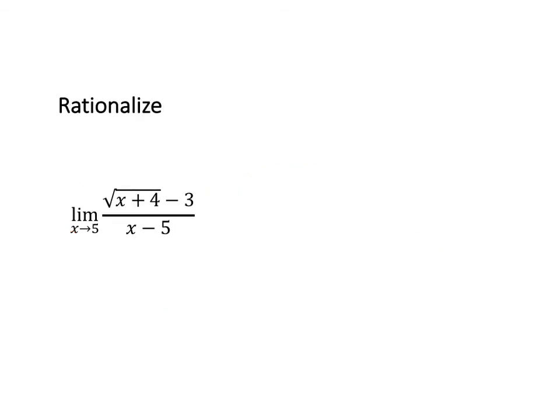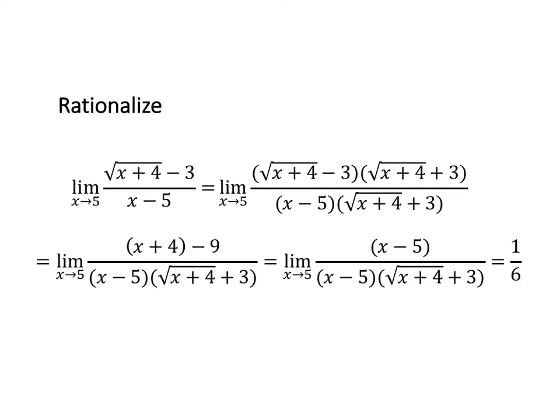Here's another example. I've got the limit as x approaches 5. Again, if I plug in x equals 5, I end up with a 0 in the denominator. That's not going to work. So look at the numerator. I can't really factor anything in the numerator. I've got a radical here and a minus 3. So let's see how I'm going to handle this.